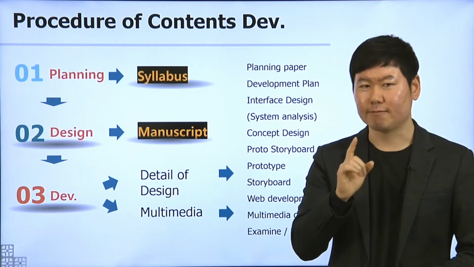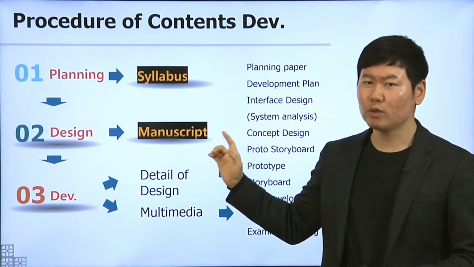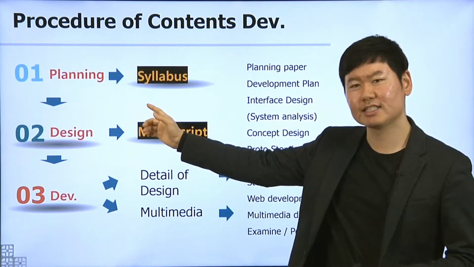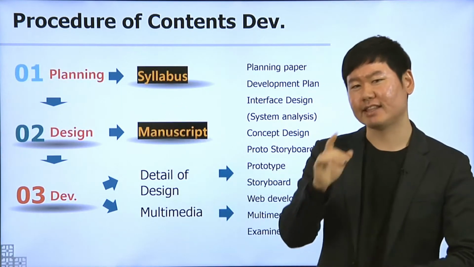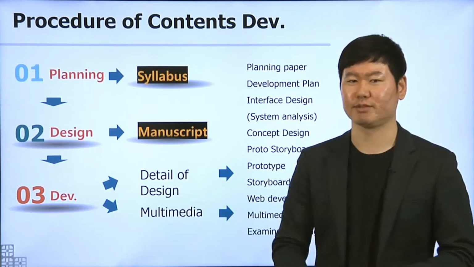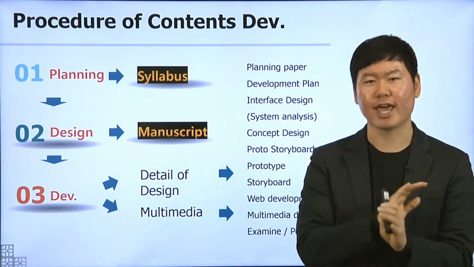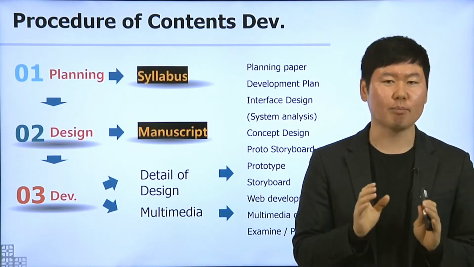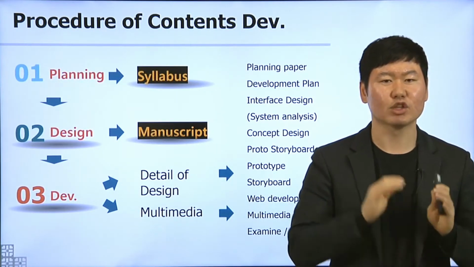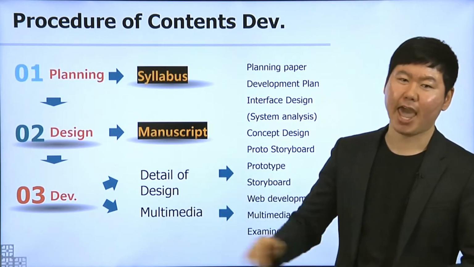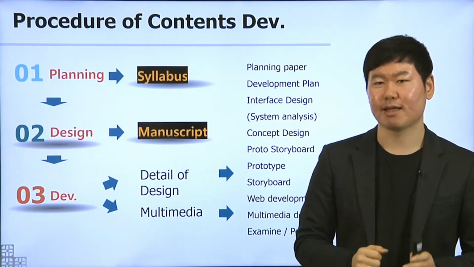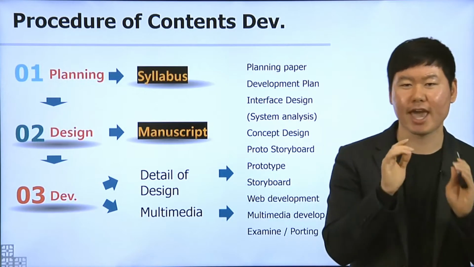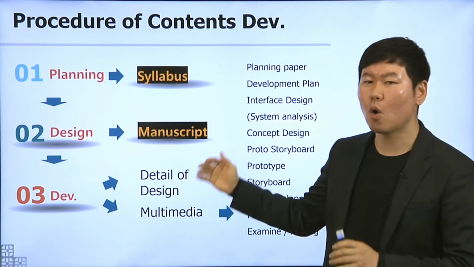Look at the first step. I also explain the necessary things simply. Planning needs a syllabus and design needs a manuscript. Without them, you cannot do anything. That's why our pre-course output is these 2 things. Actually, we need many more documents, but you can fill out all the output.